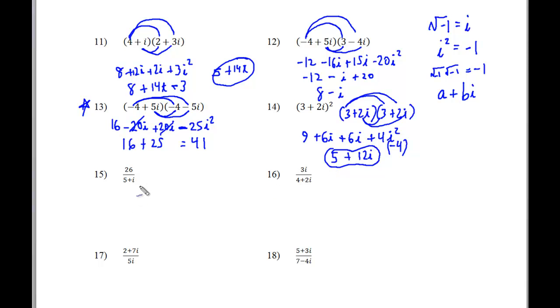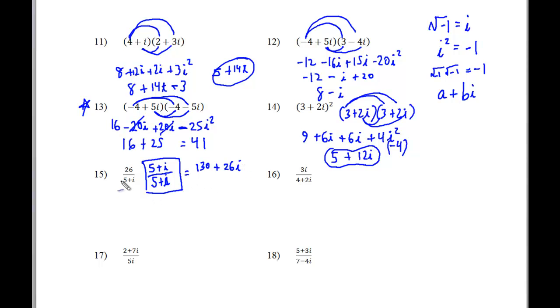Okay, so moving on to problem 15. We need to get this 5 plus i out of the denominator, and to do that we will use the trick that we used 2 sections ago, where we're going to go 5 plus i, 5 plus i, multiplying top and bottom by the same thing. This means our numerator here is going to be 26 times 5, which is 130, plus 26i.